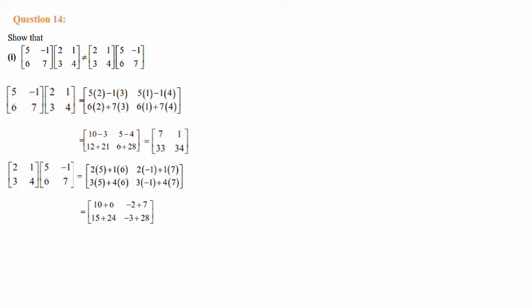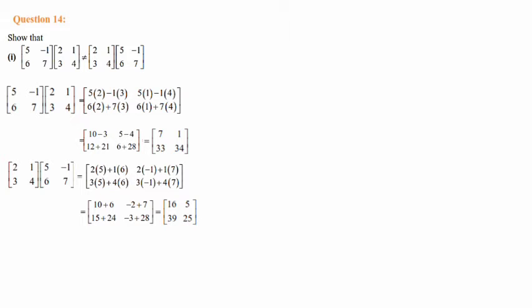Then calculation, 2 into 5 is 10, 6 into 1 is 6, 2 into minus 1 is minus 2, 1 into 7 is 7, 3 into 5 is 15, 4 into 6 is 24, 3 into minus 1 is minus 3, 4 into 7 is 28. Calculation, that is 10 plus 6 is 16, minus 2 plus 7 is 5, 15 plus 24 is 39, and 28 minus 3 is 25.